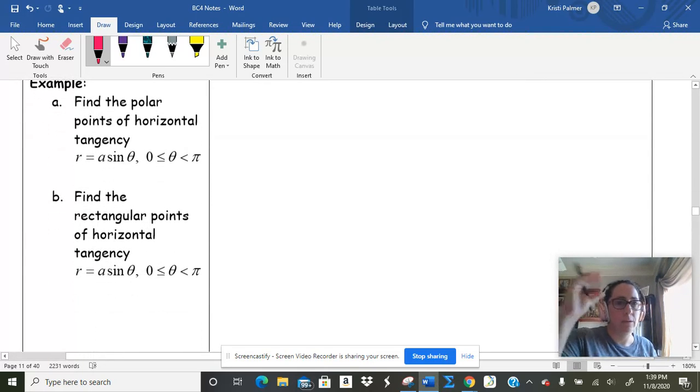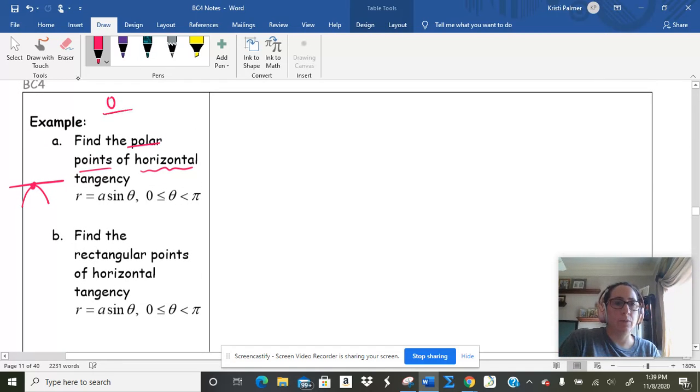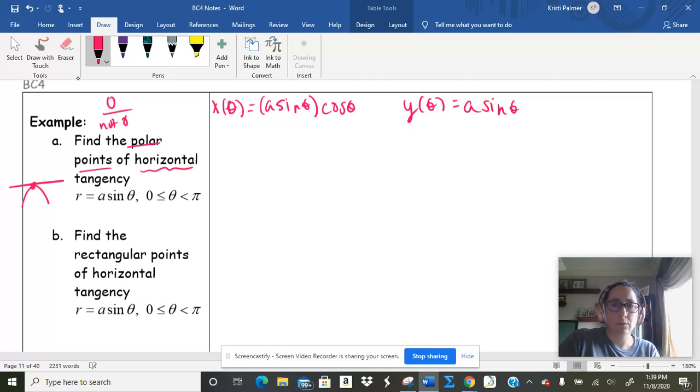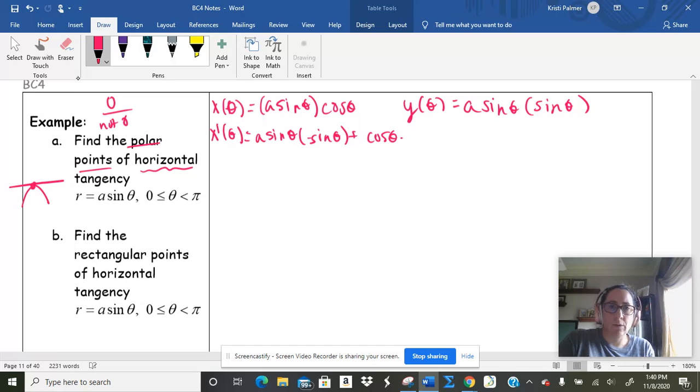Okay, let's try another one. This one says, find the polar points of a horizontal tangent. So if I'm looking for a horizontal tangent, then I am looking for where the slope is going to be 0. So I want 0 over not 0. So let's see. X of theta is r cosine theta, and y is r sine theta. So let's take our derivative. First times the derivative of the second plus the second times the derivative of the first.